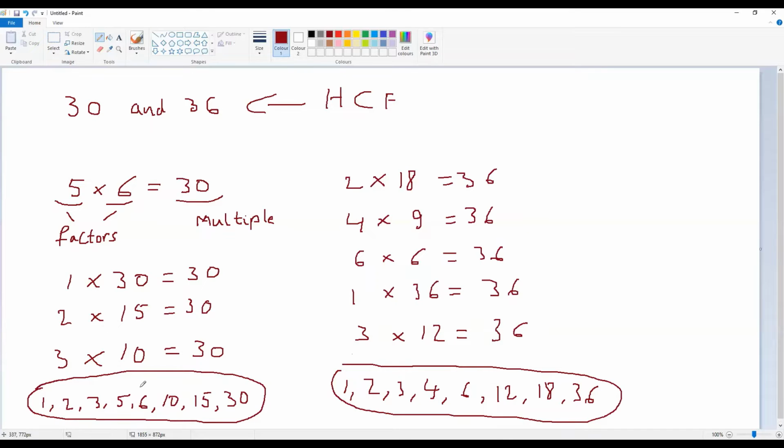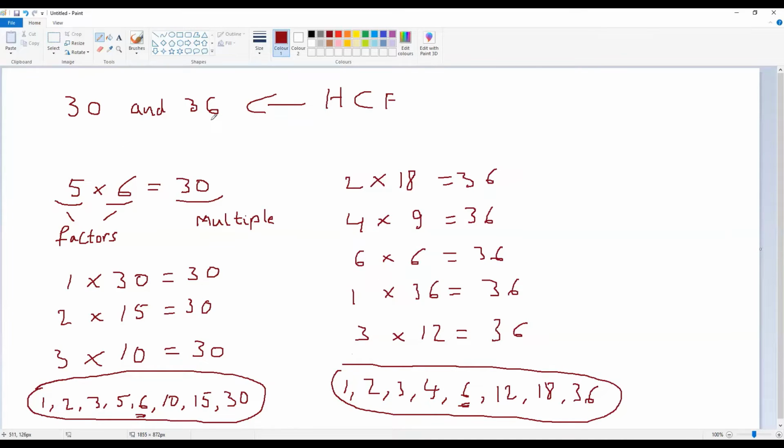Okay? Now, by comparing both lists, we can work out the factors that they have in common, and which one is the largest or the highest. Just by looking at the list, you can see that the largest factor they have in common is 6. All right, so 6 is the highest common factor of 30 and 36.